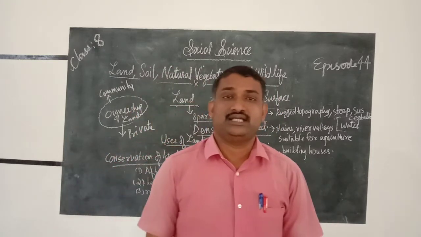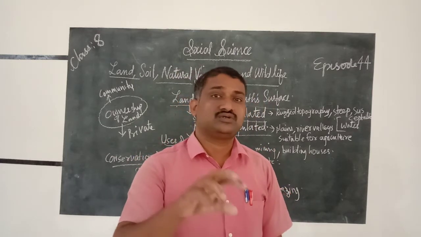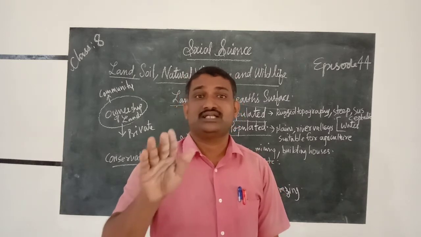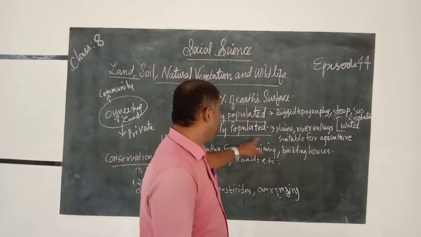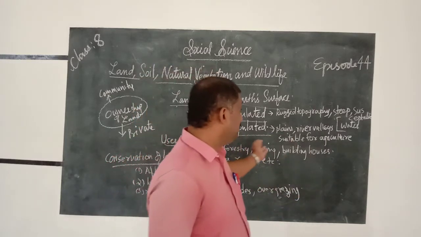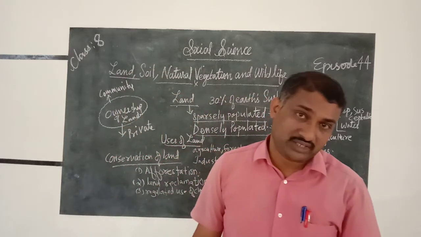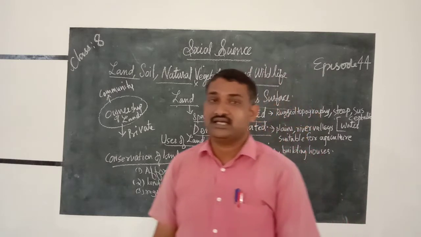Next is densely populated areas. People want to live in these areas because of the infrastructure. That area is good for cultivation, good for transportation, all facilities are there, so people want to live. These are the plains and river valleys, which are suitable for agriculture. These areas are largely inhabited.